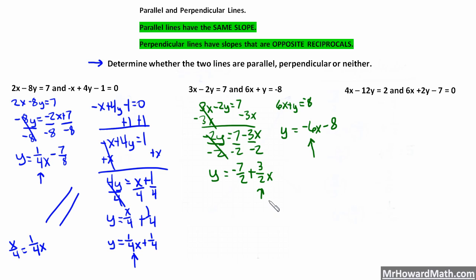So negative 6 and 3 over 2. Are those the same? No, so parallel is out. Alright, I'll erase that so we don't get confused, but parallel is out. Okay, and now we're going to look to see if they're opposite reciprocals. Well, what's the opposite reciprocal of 3/2? It would be turn it over and change the sign, so it would be a negative 2/3. This is definitely not negative 2/3, so these are neither.